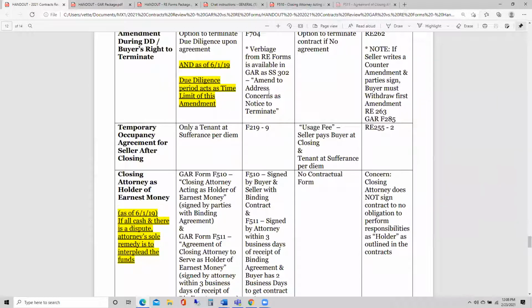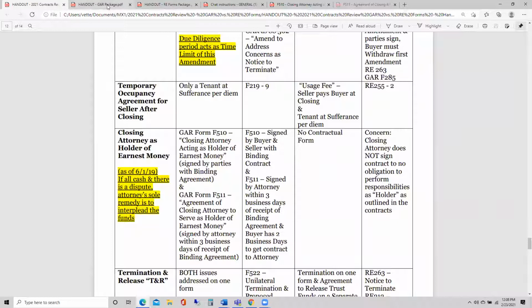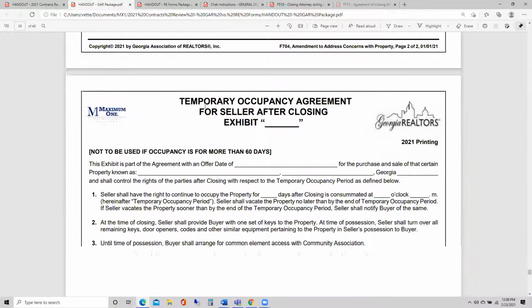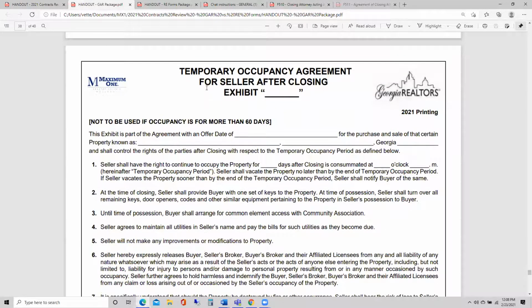Again, if it is a make-it-or-break-it issue, something big that the buyer just cannot afford, like I said, if the house needs a new roof, and so forth and so on. All right, temporary occupancy agreement. Big, huge difference in these. So under the GAR, this might be another situation where you might want to do the mix-and-match.